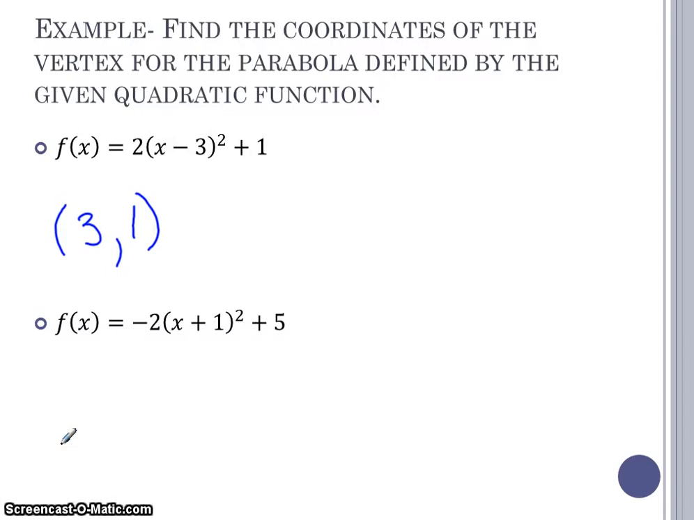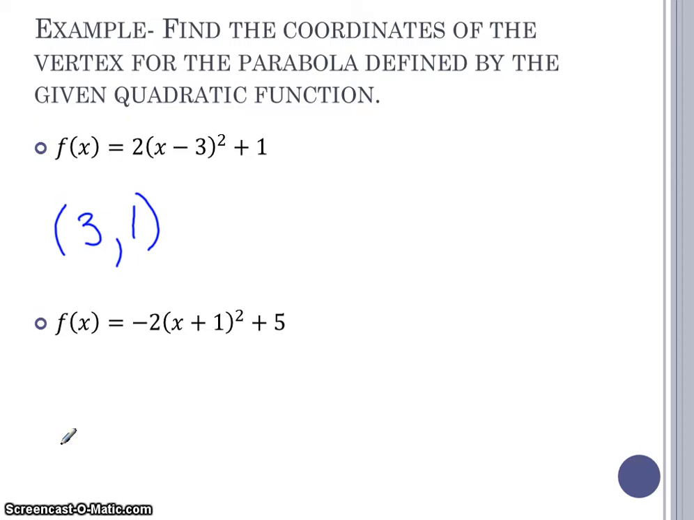That's greater than 0. Right. The 2 out front, our a, is definitely greater than 0. So yeah, this one would open up. Alright, so then below that, we've got f of x equals -2 times the quantity of x plus 1 squared plus 5.